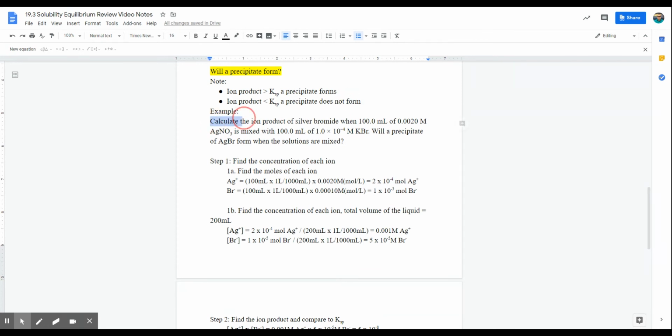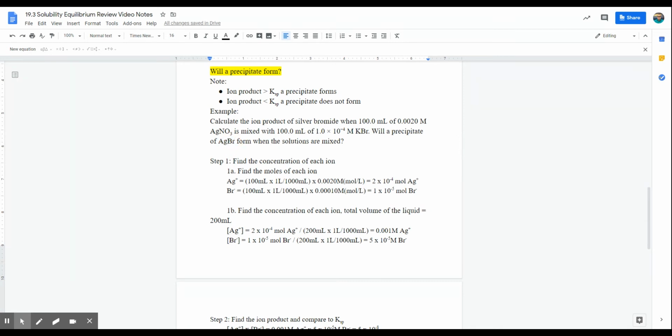So here's an example. It says calculate the ion product. Again, this is the product of the ions themselves multiplied together of silver bromide. So this is a solution that you might do in a laboratory if we were at school. So silver 1 nitrate and potassium bromide mixed together. And of course, these are an aqueous solution. So you have 100 milliliters of 0.002 molar silver nitrate, and you're going to mix that with 100 milliliters of 1 times 10 to the negative 4 molar potassium bromide. Will a precipitate form if the precipitate is supposed to be silver 1 bromide when you mix the solutions?